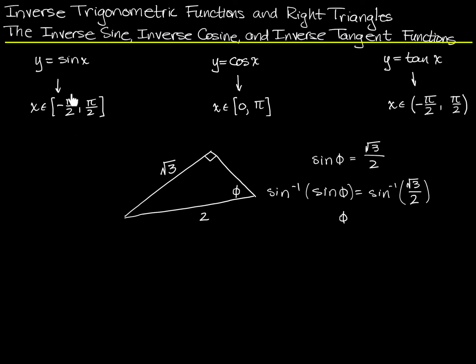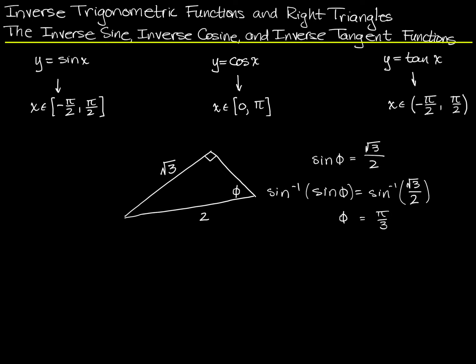Therefore, I know that I'm in the right domain for sine to use sine inverse, and so I can get away with this. And now I can ask myself, sine inverse of root 3 over 2, what is the angle whose sine is root 3 over 2? And the answer to that question is pi over 3.